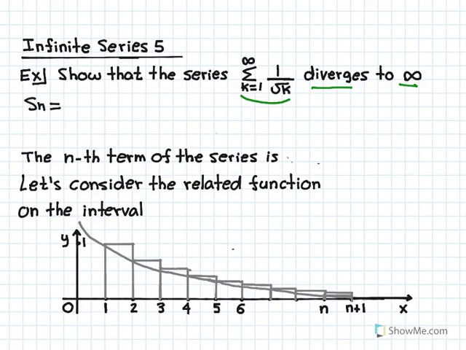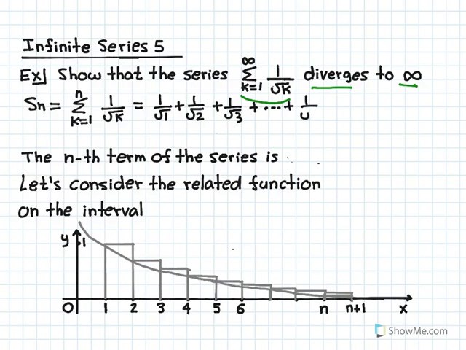Sn is equal to summation k equals 1 to n, 1 over root k, that's the kth term. This is equal to 1 over root 1 plus 1 over root 2, plugging k equals 2, plus 1 over root 3, plus ... and the last term, the nth term, is 1 over root n. Now the nth term of this series is f of n is equal to a sub n is equal to 1 divided by root n.